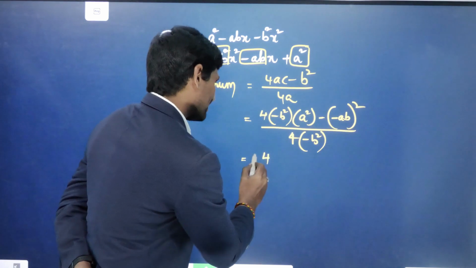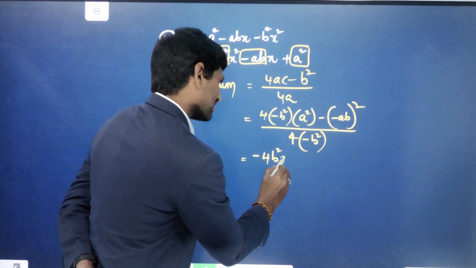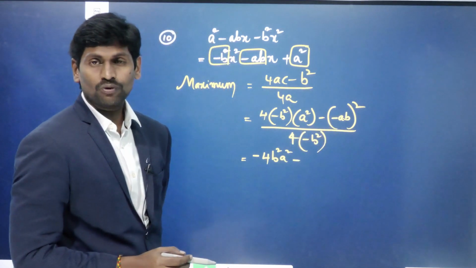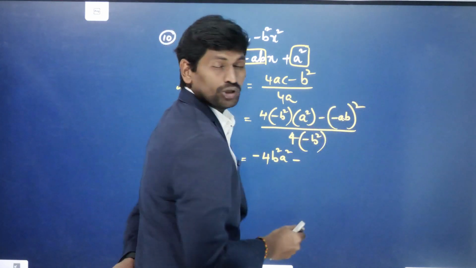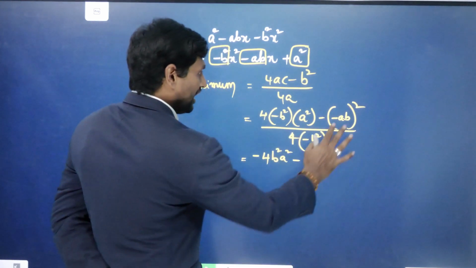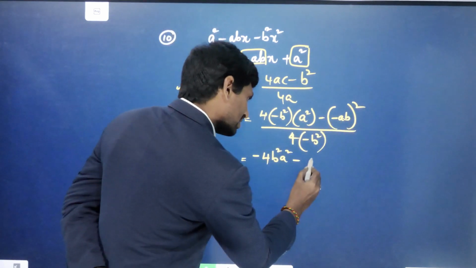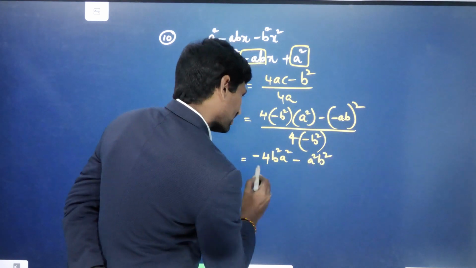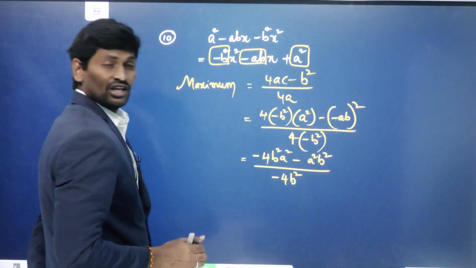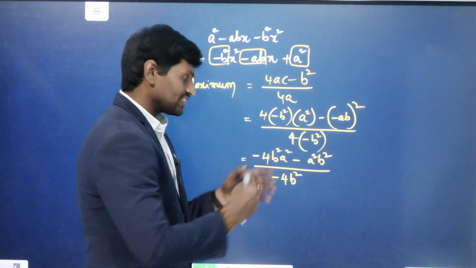4 into minus 4b square a square minus, what is that? Minus ab whole square. If you square the minus symbol, it will be plus, and ab becomes a square b square, by minus 4b square. Now while you are observing clearly, b square is a common term.